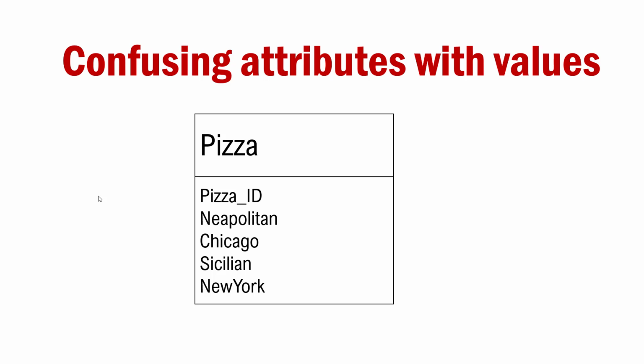In this case, my data entity is pizza. So imagine I'm making pizzas, I'm selling pizzas, I have my pizza identifier, and then I have attributes like Neapolitan, Chicago, Sicilian, New York. These are all different types of pizza, right? But they don't belong here as attributes. What they really are, they are different values that the same attribute, pizza type, can take.